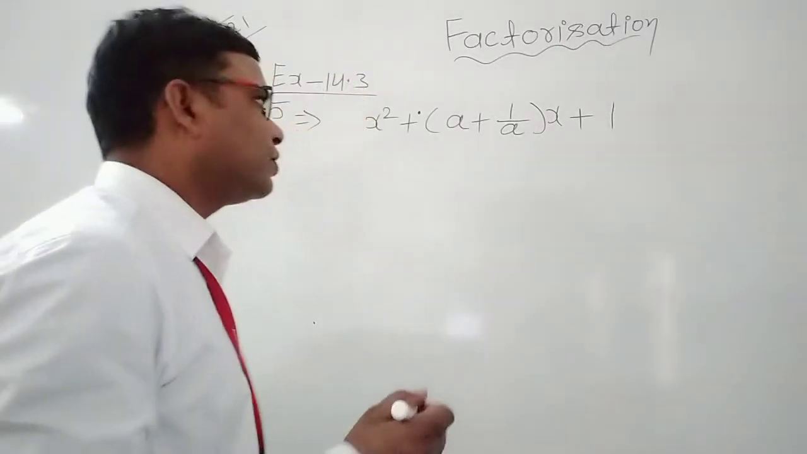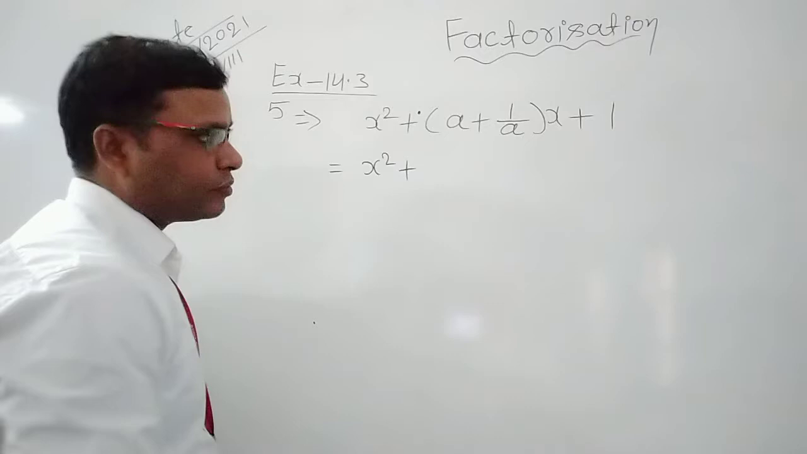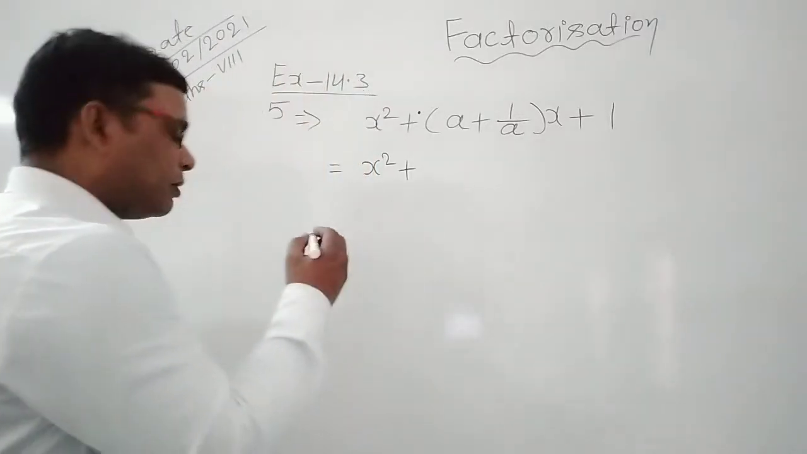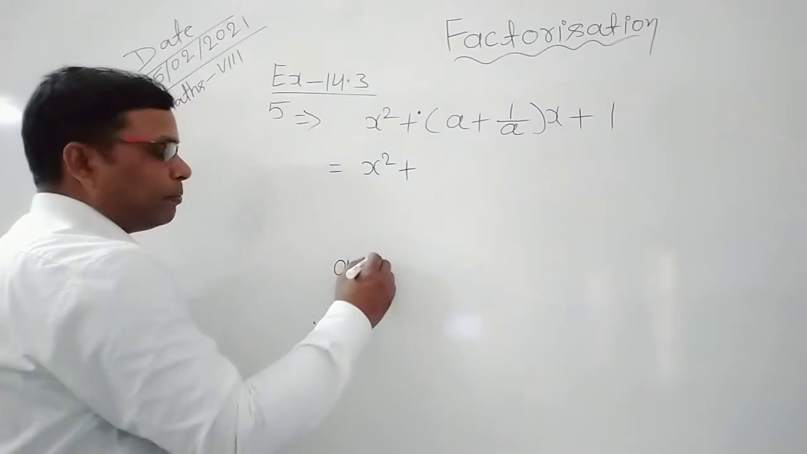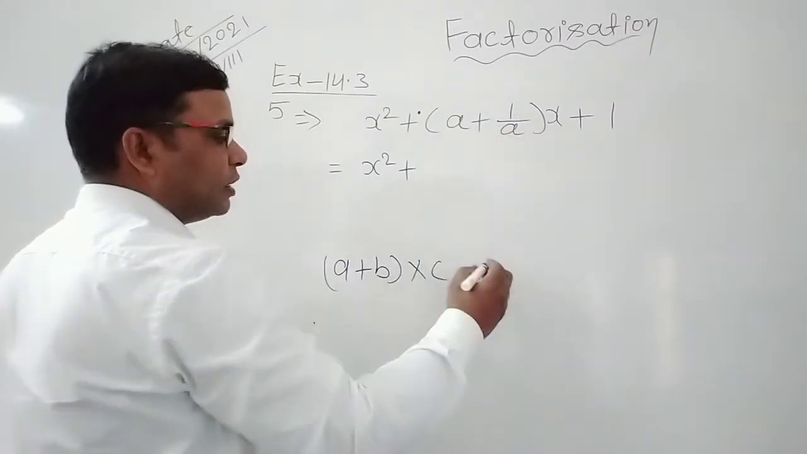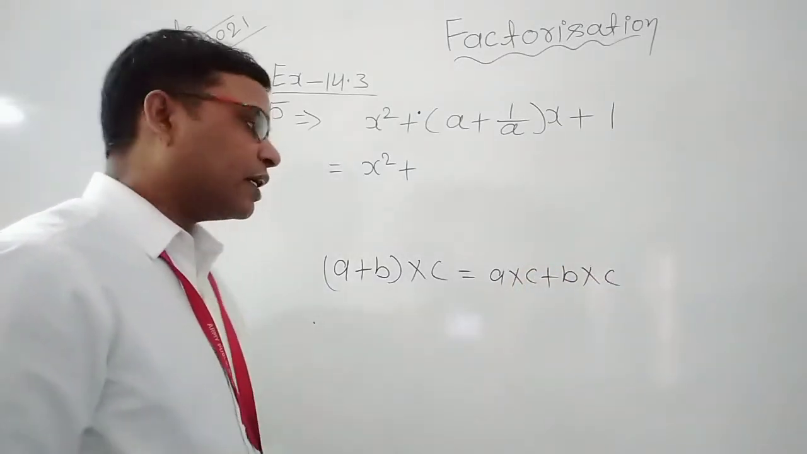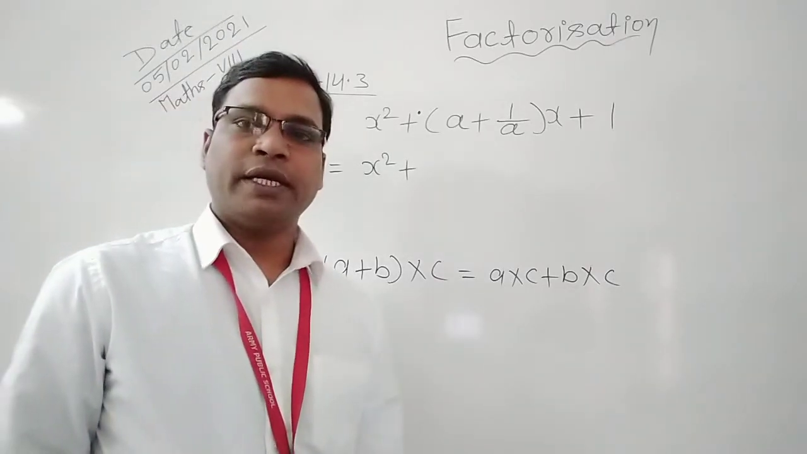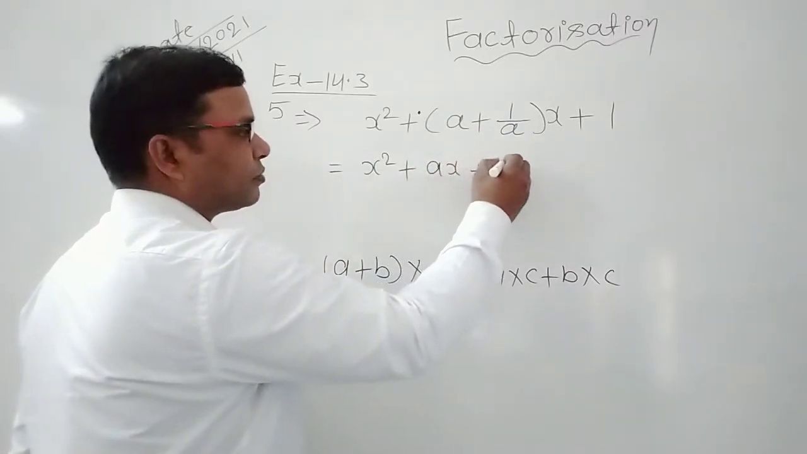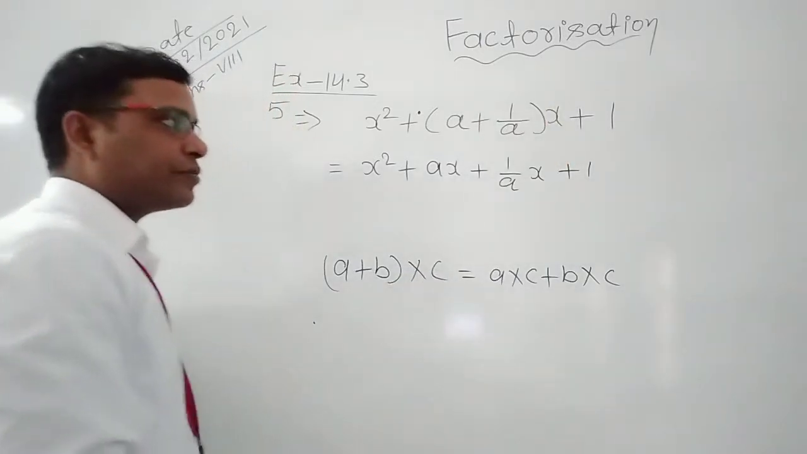Let's see. First you open this bracket and then you write x square plus, here you apply the distributive law of multiplication over addition. What is the distributive law of multiplication over addition? You can see (a plus b) into c is equal to a into c plus b into c. This property is called the distributive law of multiplication over addition. So according to this, we can write a into x plus 1 by a into x, and here plus 1 we write as it is.